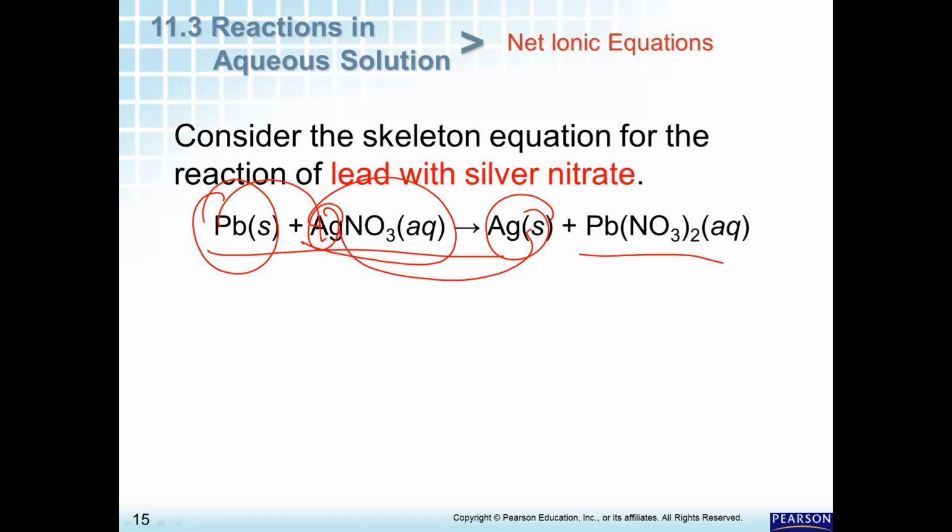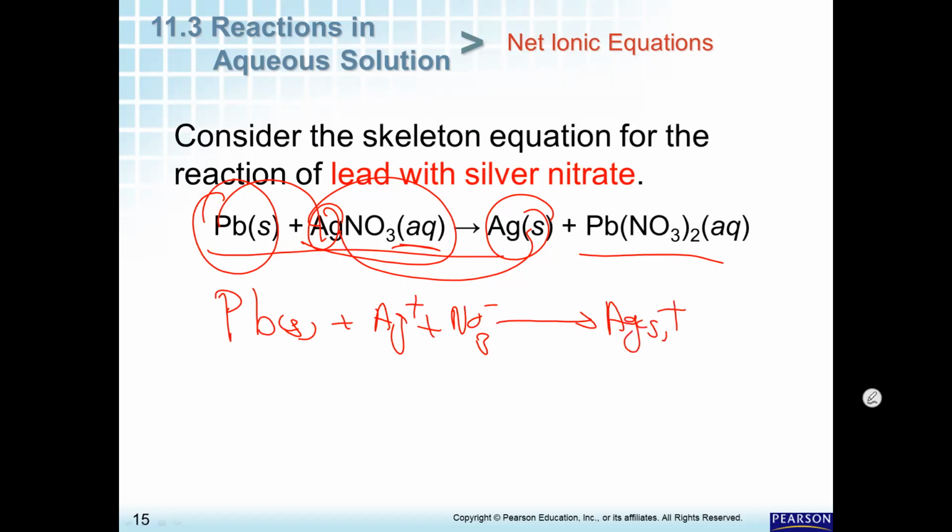Can we write this as a complete ionic equation? Yeah, let's try. Is there anything we can do about this one? No, because that's a solid material. But this one is AQ, so this will be Ag plus and NO3 minus. And then we go to this side. This is Ag solid, so there's nothing we can do about it. Plus, this one is AQ, so this will be Pb2 plus and 2 NO3 minus, right? This is your complete ionic equation in this case.